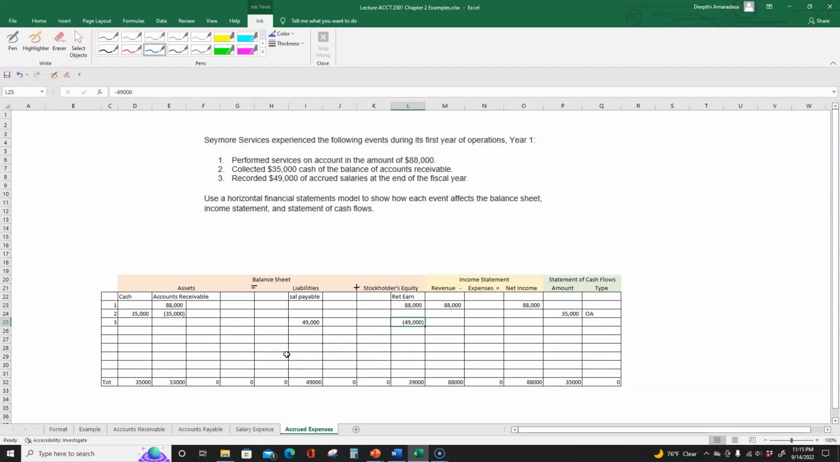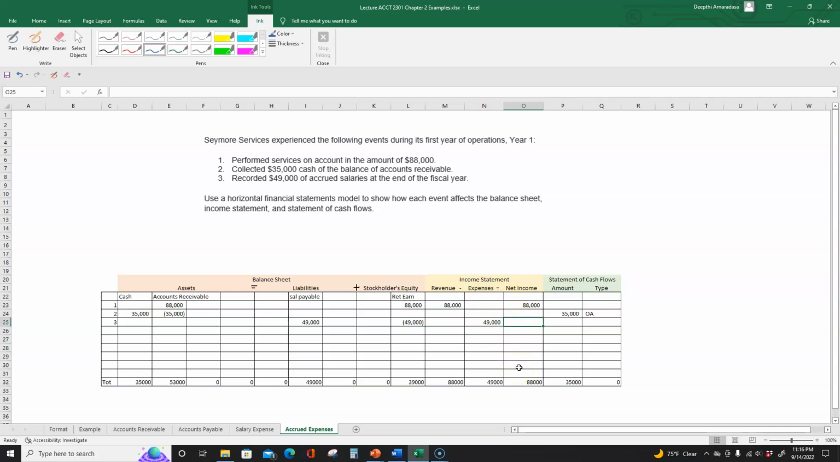Now let's look at the income statement. Did this transaction affect the income statement? Income statement has revenues and expenses, and this item was an expense, so therefore it does affect the income statement. We know that our expenses increased by $49,000. Therefore, I'm going to put $49,000 as a positive number under expenses.